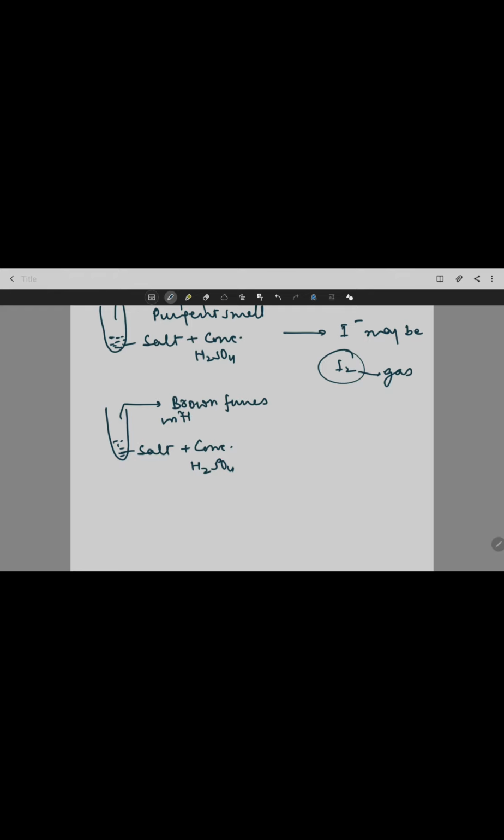With pungent smell. It may be because of the nitrate ion present. Nitrate ions may be present, and the gas coming out, the brown fumes, is because of nitrogen dioxide.